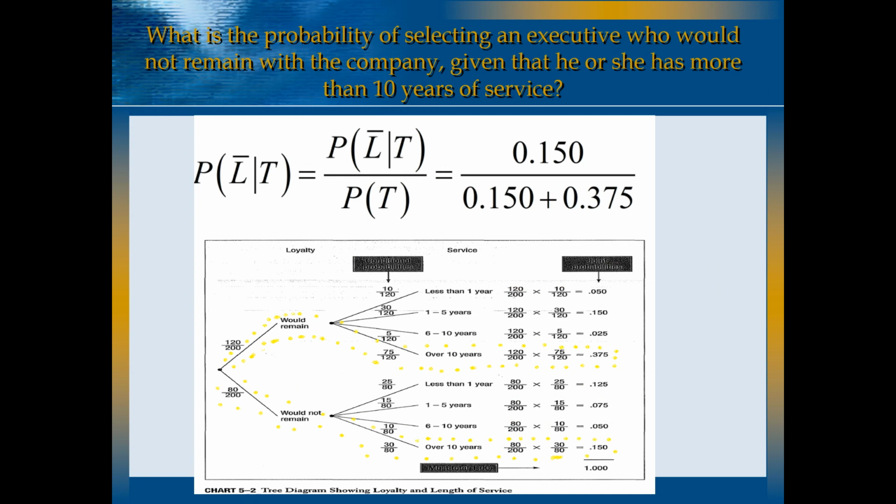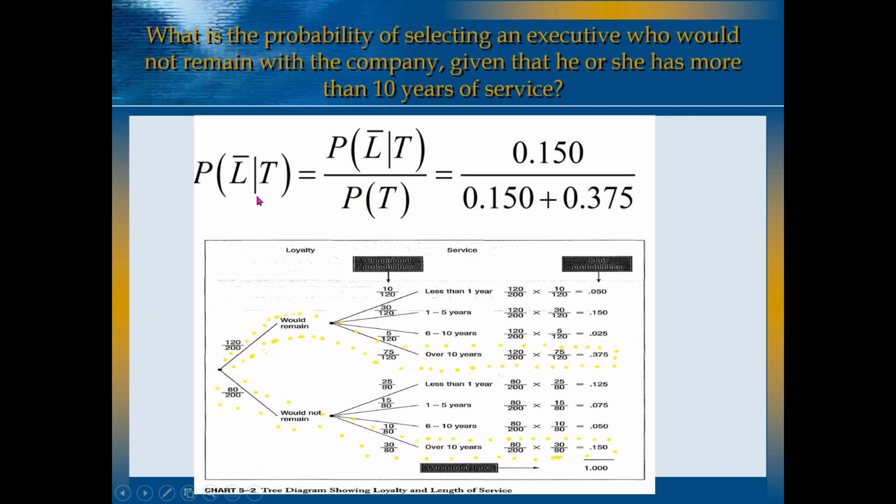Okay, now we have the same question, but now we will be doing it with an angle of conditional probability. So what is the probability of selecting an executive who would not remain with the company given that he or she has more than 10 years of experience? So you see, conditional probabilities are always used when one condition is given. So here it is given that the person will remain with the company for 10 years. So let's say I use the capital T to represent in short that the person will remain with the company, and L bar means he would not remain loyal.